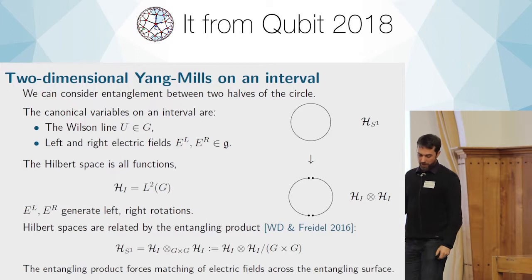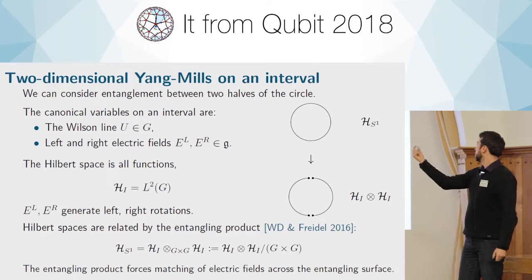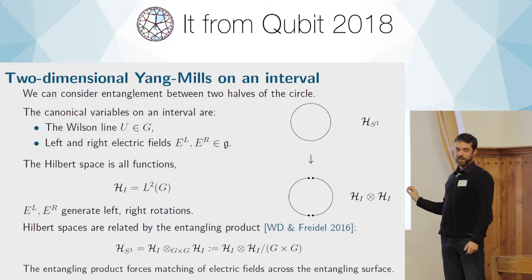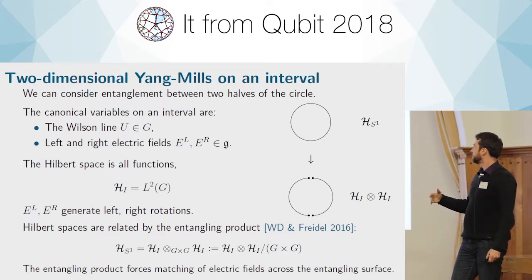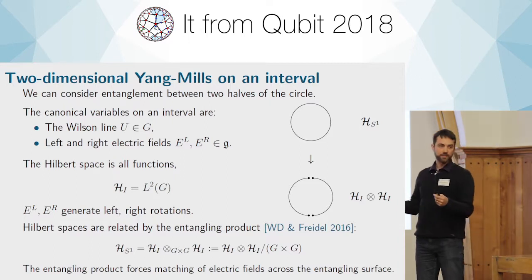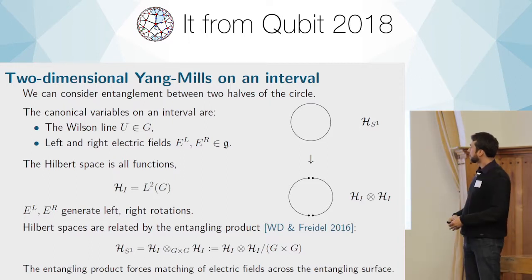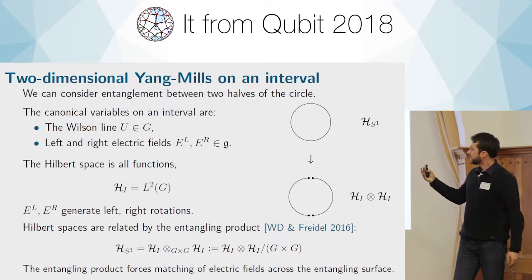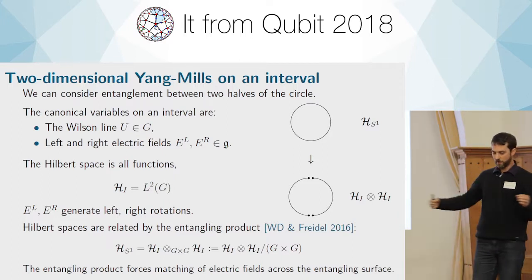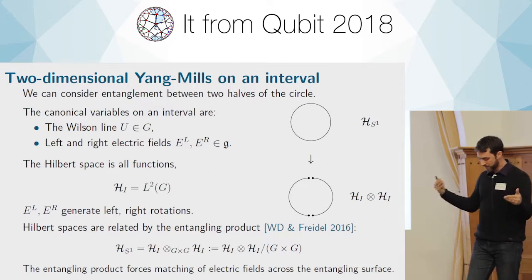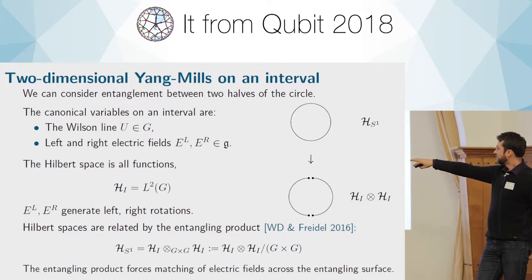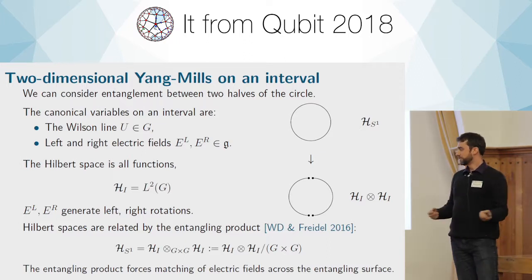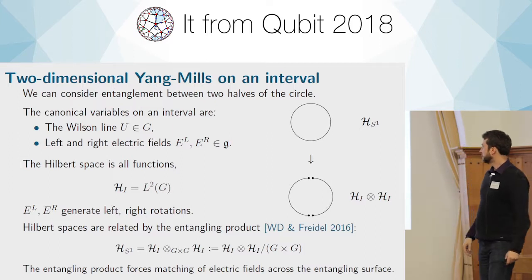Okay, so our canonical variables for an interval, we're going to take a Wilson line, which goes from one end of the interval to the other. And we're going to consider left and right electric fields, which will be the electric fields at the endpoints. The Hilbert space now is the space of all functions of that Wilson line. We don't impose this sort of gauge invariance condition at the endpoints. And the left and right electric fields generate left and right rotations in the group manifold, respectively.